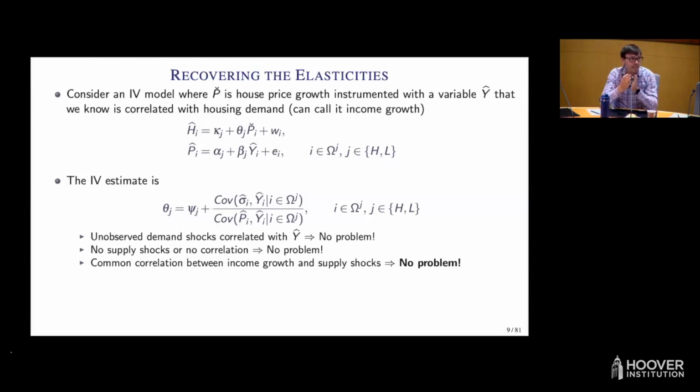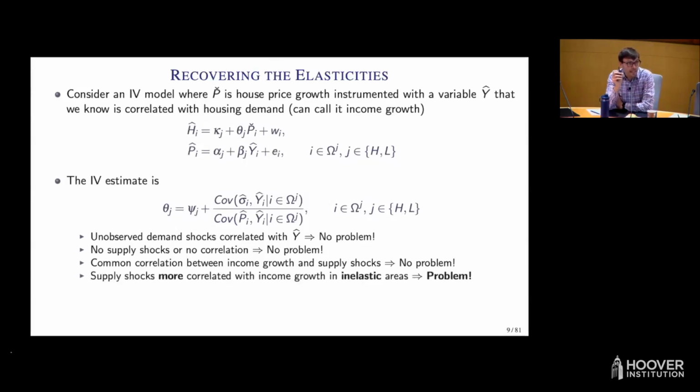When could we, we have these elastic and inelastic cities, when will our estimates go astray and tell us they actually look the same? What you need is that supply shocks are more correlated with income growth in the inelastic areas. So essentially that bias term here is bigger in the inelastic areas, or vice versa, smaller in the elastic areas. You can think about what could be the story here, or how would this have to work? Just to be clear, there's also the denominator here, but empirically that's the same in the groups of cities. So that's something we can observe in the data. So it's really a question about what this numerator is.